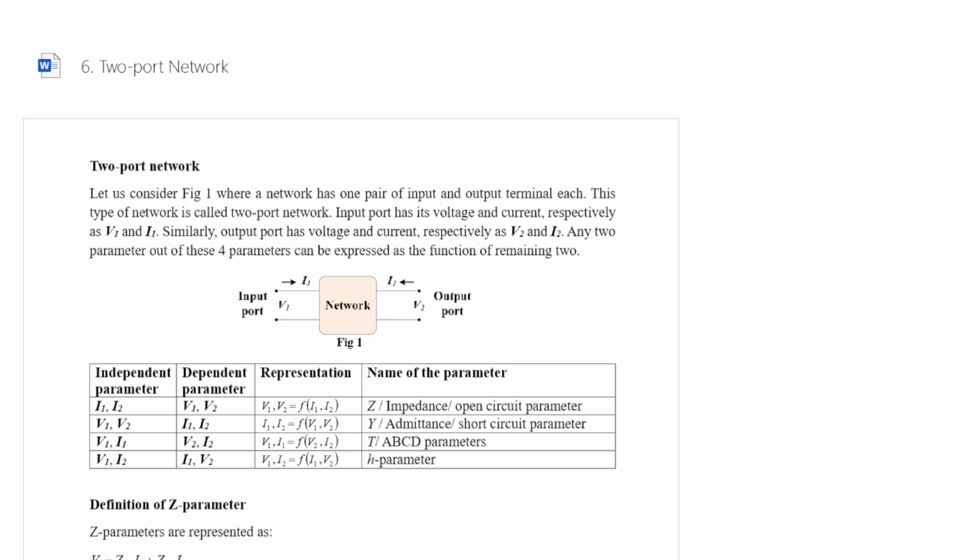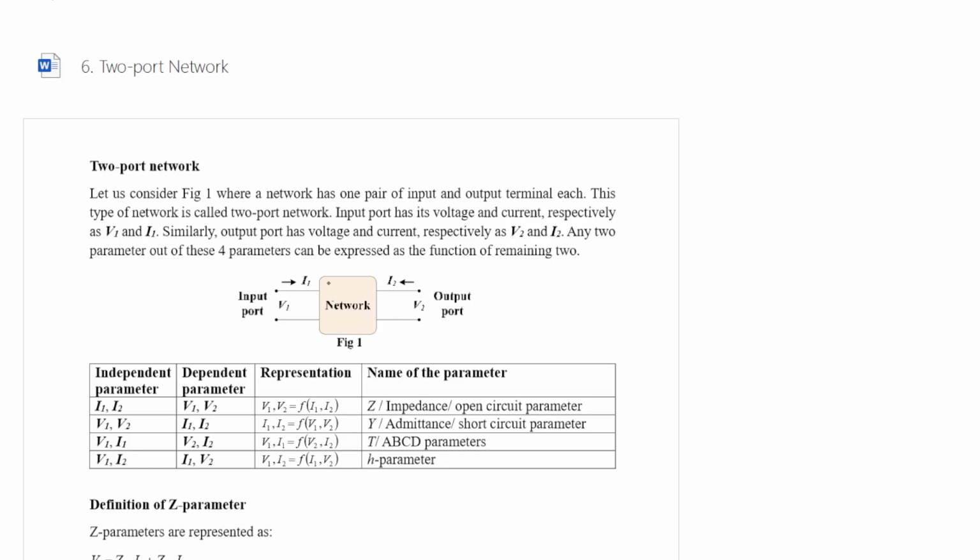So this module or this chapter is the study of interrelationship amongst these four variables. We consider any two variables independent, and the remaining two variables we represent as a function of those independent variables. So let us go straight into the subject.